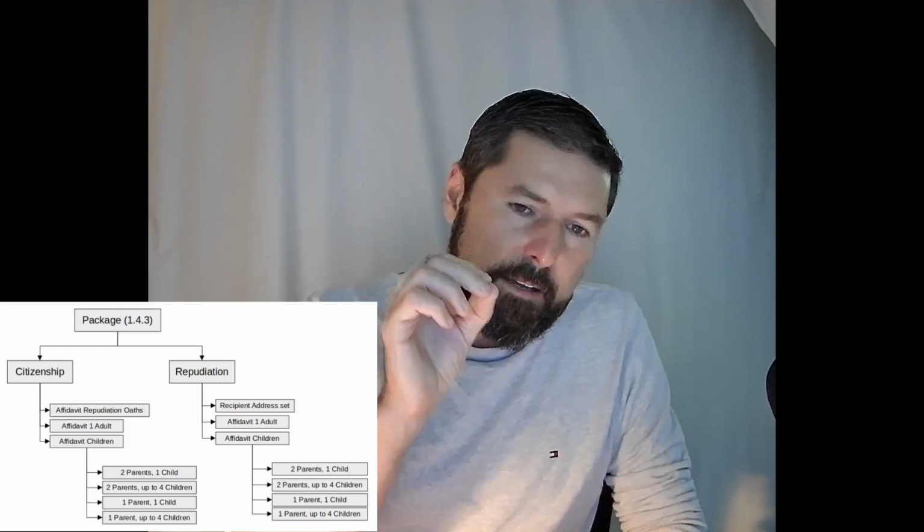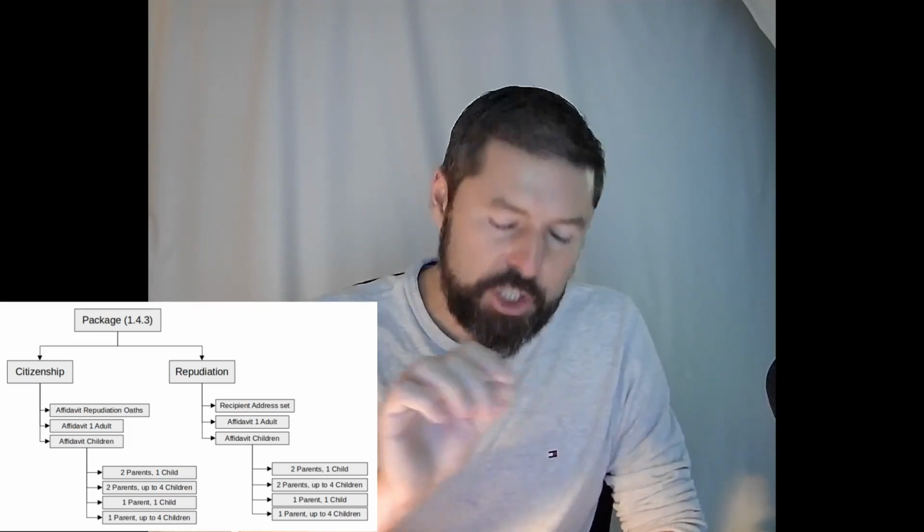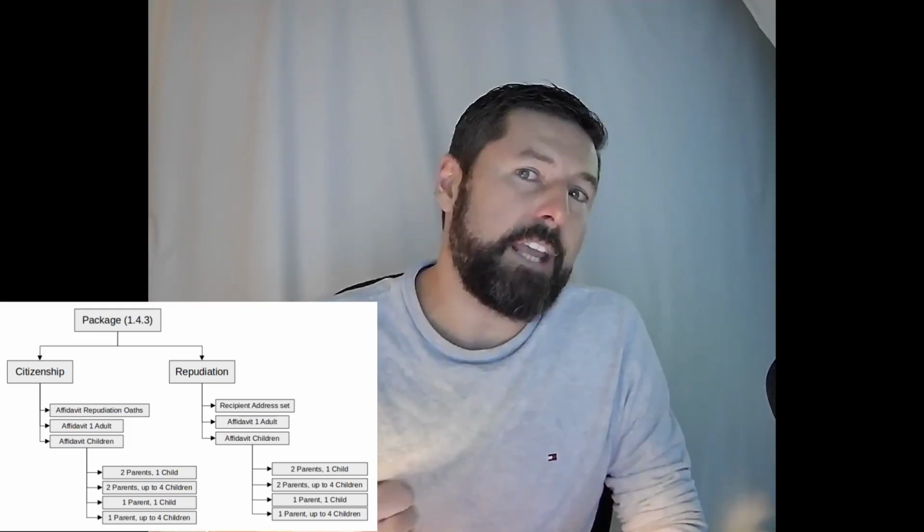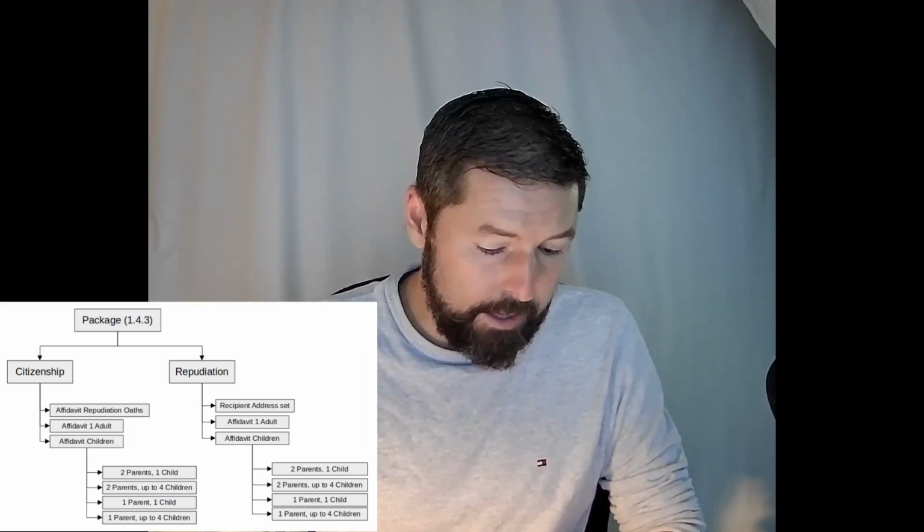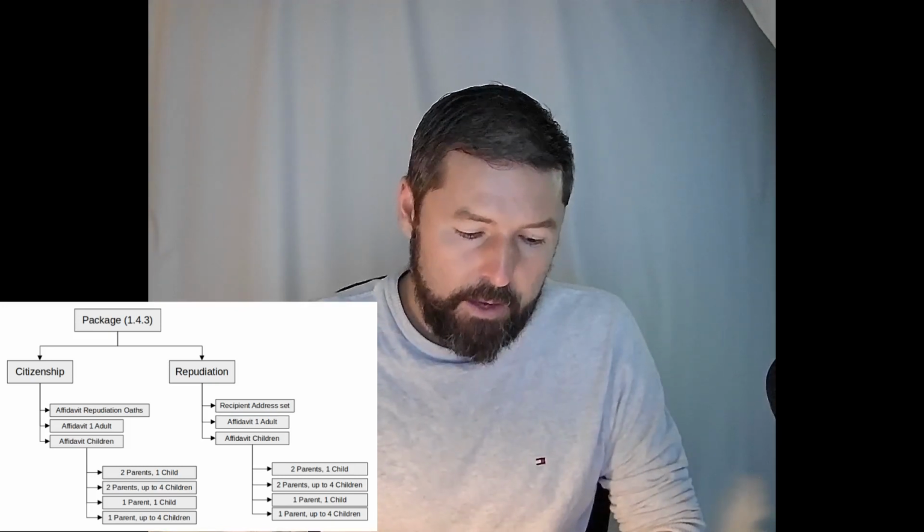So in the package, as you see on the screen, we do have these two aspects, and both follow more or less the same structure. The affidavit of citizenship part will contain an affidavit for one adult. If you have an explicit oath with any other state, then we also offer an optional affidavit for the oath. And then if you're a parent, or parents, there is a section for children, with the same structure.